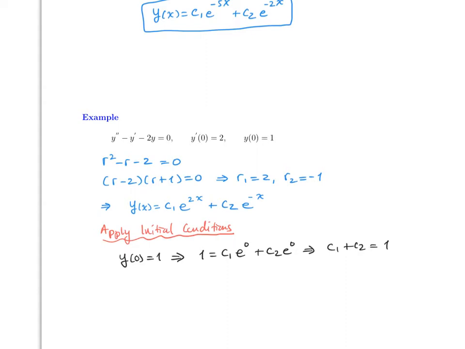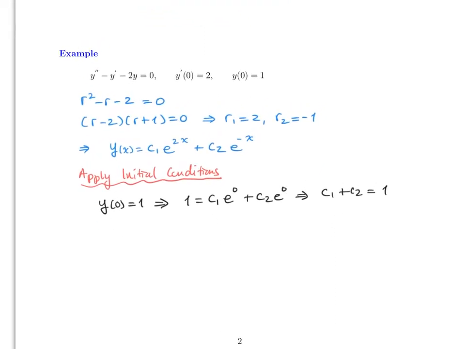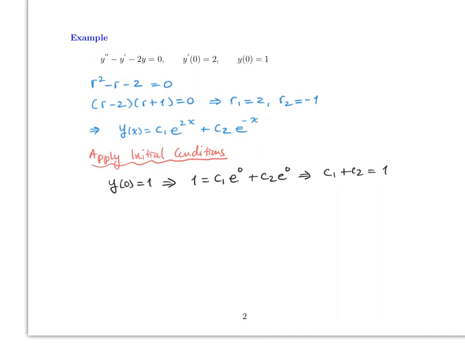Now the second initial condition requires that you have the derivative. So the first thing we need to do is find the derivative. So y prime is going to be 2c1 e to the 2x minus c2 e to the minus x. So therefore, if we plug in y prime of 0 is equal to 2, this will give us 2 is equal to 2c1 minus c2.